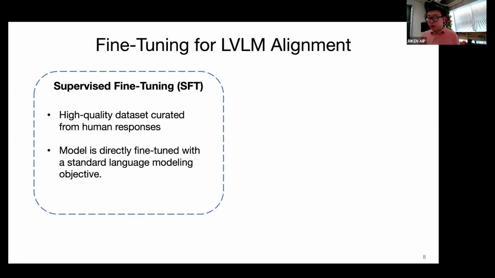The first way is that we can construct some data set and employ supervised fine-tuning. There are some high-quality data sets curated from human responses, and we will leverage this supervised fine-tuning data set to directly fine-tune with the standard language modeling objective. So we probably will use some traditional losses like autoregressive loss to fine-tune these models.